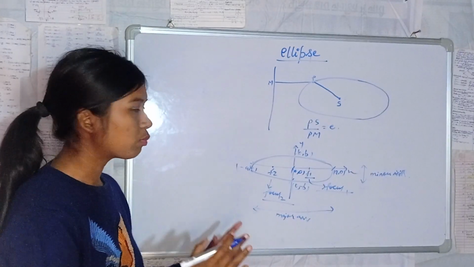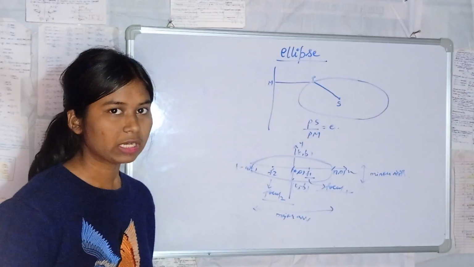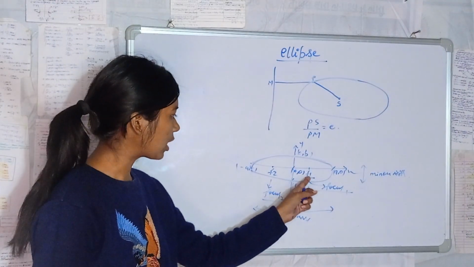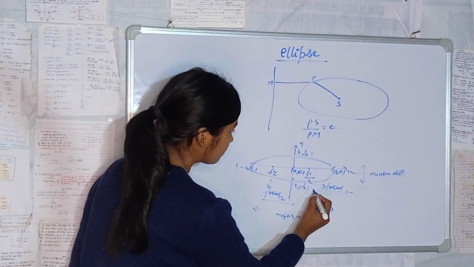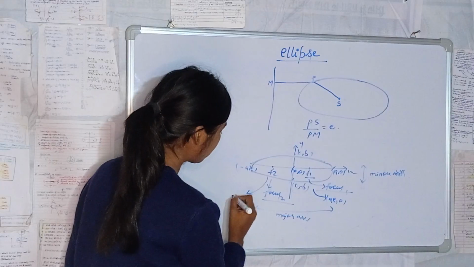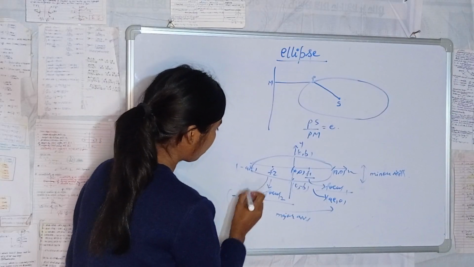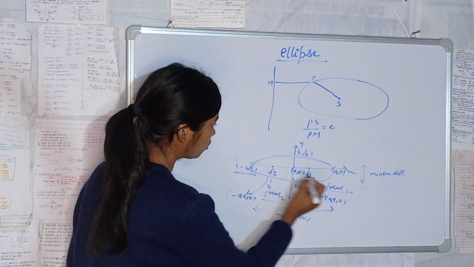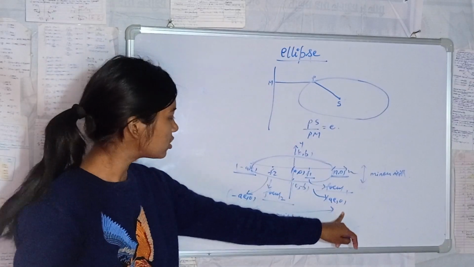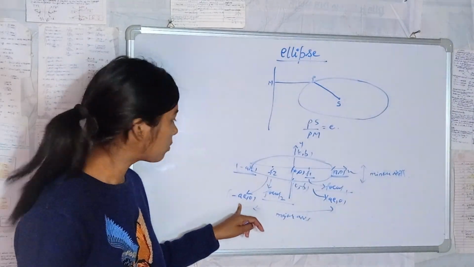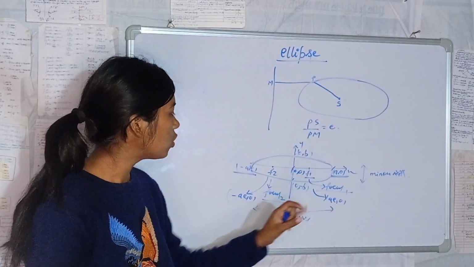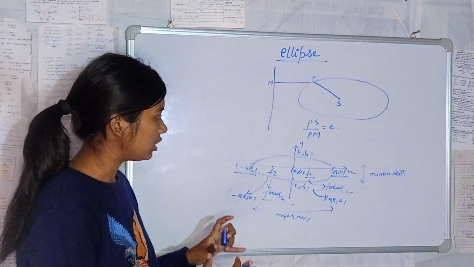If someone asks you the coordinates of the foci, the foci are present at ae comma 0 and minus ae comma 0. The vertices are present at a comma 0 and minus a comma 0. So these are all the things which we just talked about.